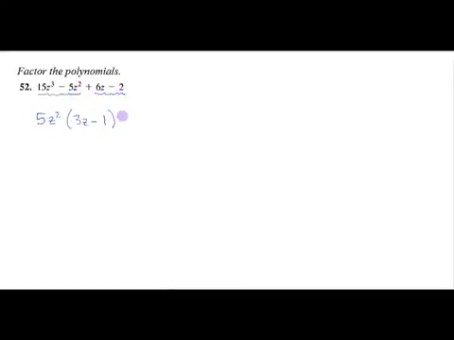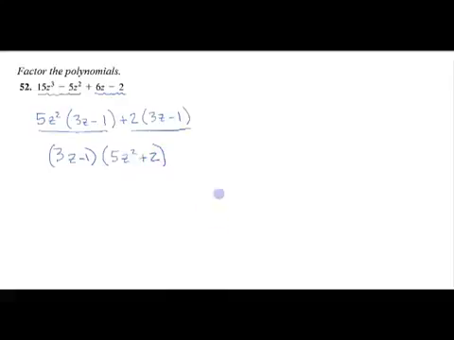Now, out of this, we're taking out a positive 2, and I'm left with 3z minus 1. Now, those factors are the same, so we can go ahead and out of this term and this term take out the 3z minus 1 greatest common factor, and we'll be left with a 5z squared plus 2. Again, we can check this.